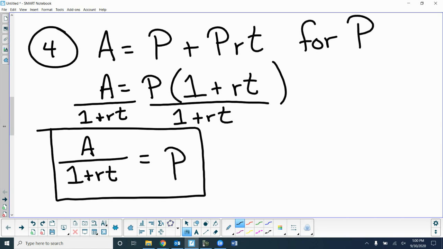Questions? Doesn't matter the order you write it. What do you mean by order? Like, can you write P first, then equals? Yeah, you can write P equals, yeah.